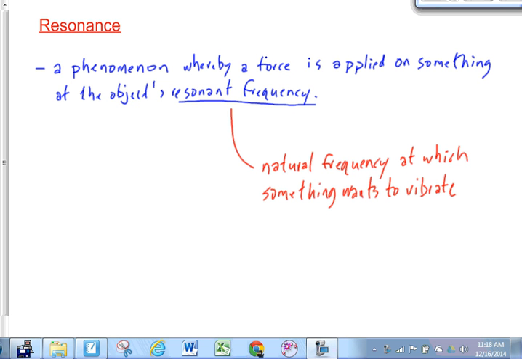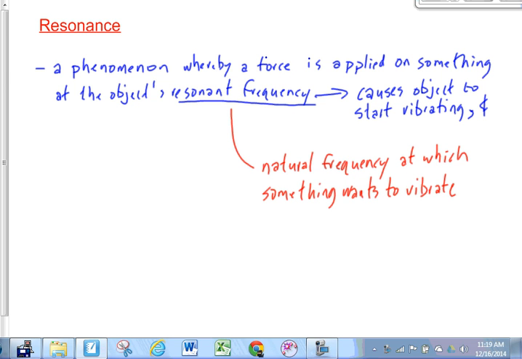When a speaker causes a window to start vibrating, okay, the window is vibrating at its natural or its resonant frequency. Everything has a natural or resonant frequency. When you apply a force on something at the object's natural frequency, it will cause that object to start vibrating. Now, if you apply that force enough, a strong enough force, or you apply it long enough, then the vibration can grow.